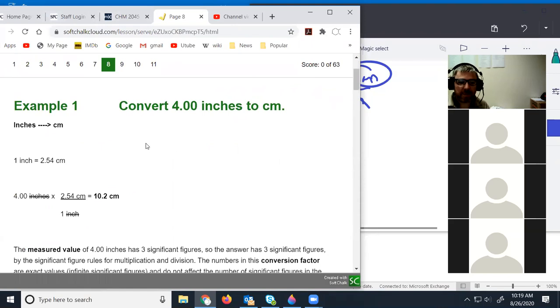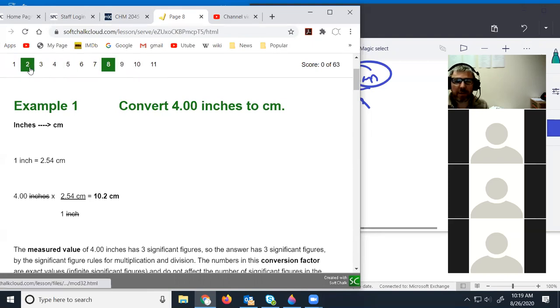So the answer there comes out to be 10.2 centimeters. I think it's 10.16 or something. Let me clear that out here. 4 times 2.54. Okay, it comes out to be 10.16. And then what we do is we look at the number we started with, look at the number of sig figs there. That's the number of sig figs we generally have in our answer.